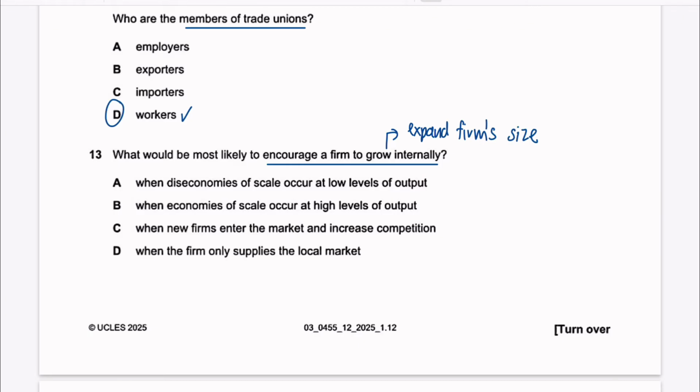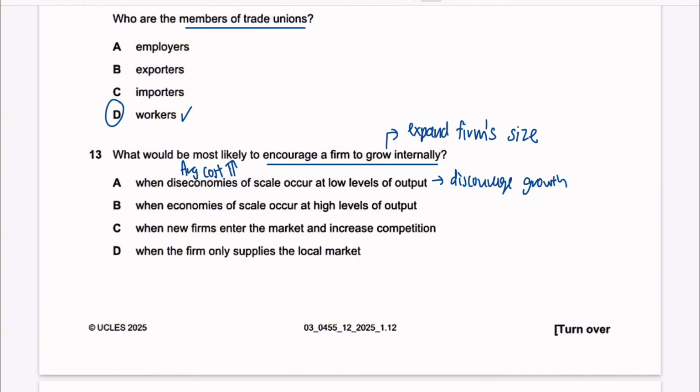Alright, so this is the basic that you need to know. Let's see option A. When these economies of scale occur at low levels of output. Okay, this economies of scale means that your average cost of production will actually increase when you produce more. This will actually discourage growth.